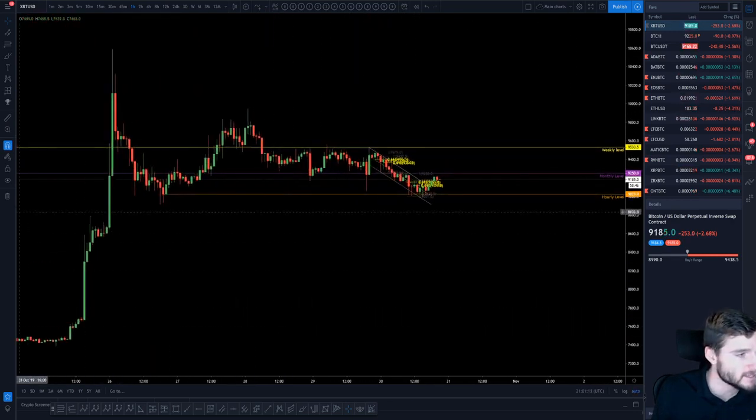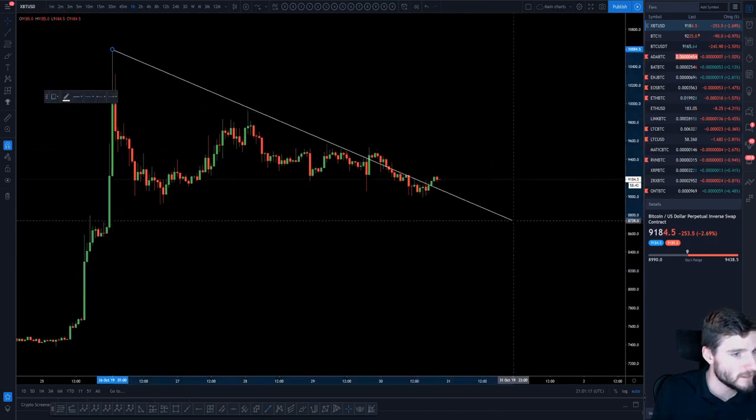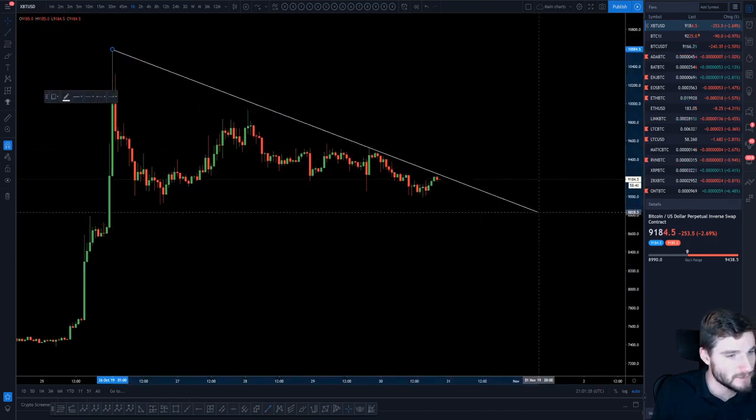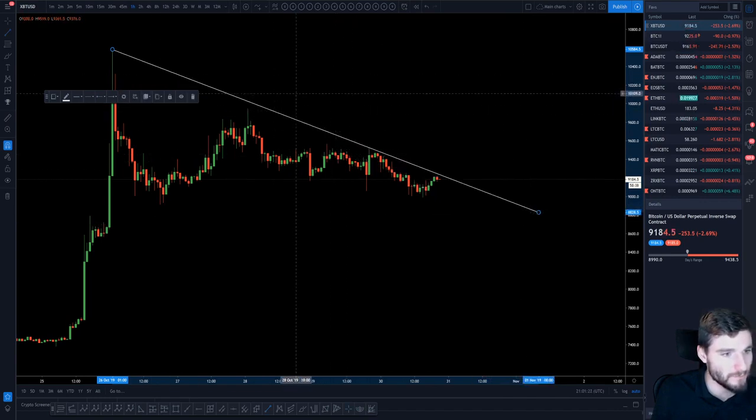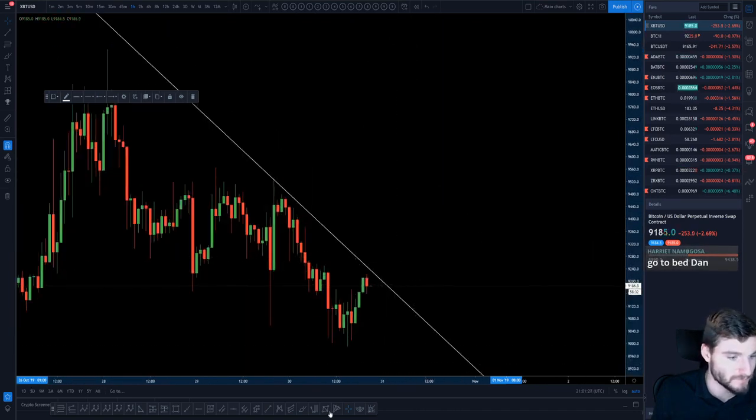I guess I can see what you're pulling. So you're pulling this one? No, you're pulling this one? I'm not too sure which trend line you're taking, but if you're on this trend line, then you could say we're still below that trend line. Obviously, that could be what you're looking at here.